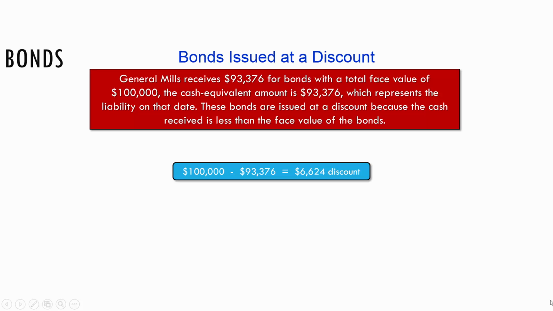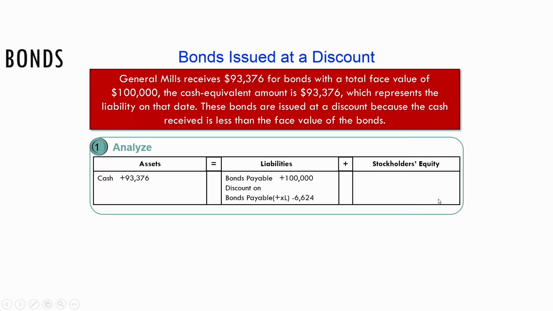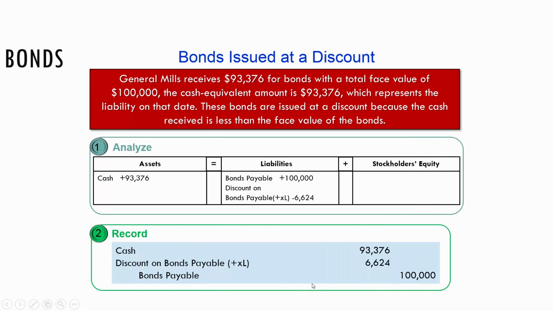If by chance we got less than face value, or $93,376, then this is called a discount, and we're still going to put the liability on at its face value, which is what we're going to have to pay in the future, but we're going to record a discount. The discount is going to make up the difference between the cash we got in and the bonds payable at maturity. We record this as a discount.